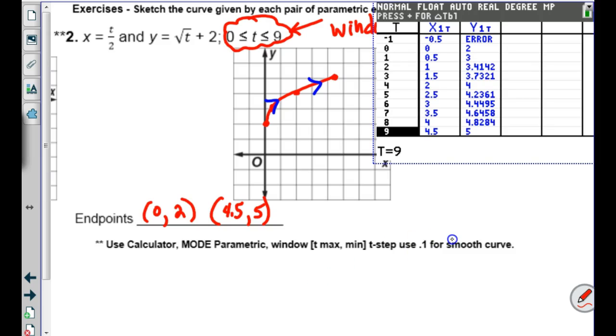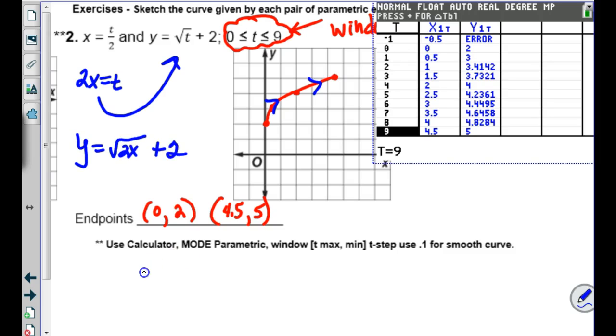Okay, anybody want to eliminate t this time? How would we get the t by itself here? So we'd have 2x equals t, and then what? Move that over here, so we'd have y equals square root of 2x plus 2. So actually, this is a square root graph, which is still part of a parabola, but it's not got any values down here because you can't square root negative numbers and so on.